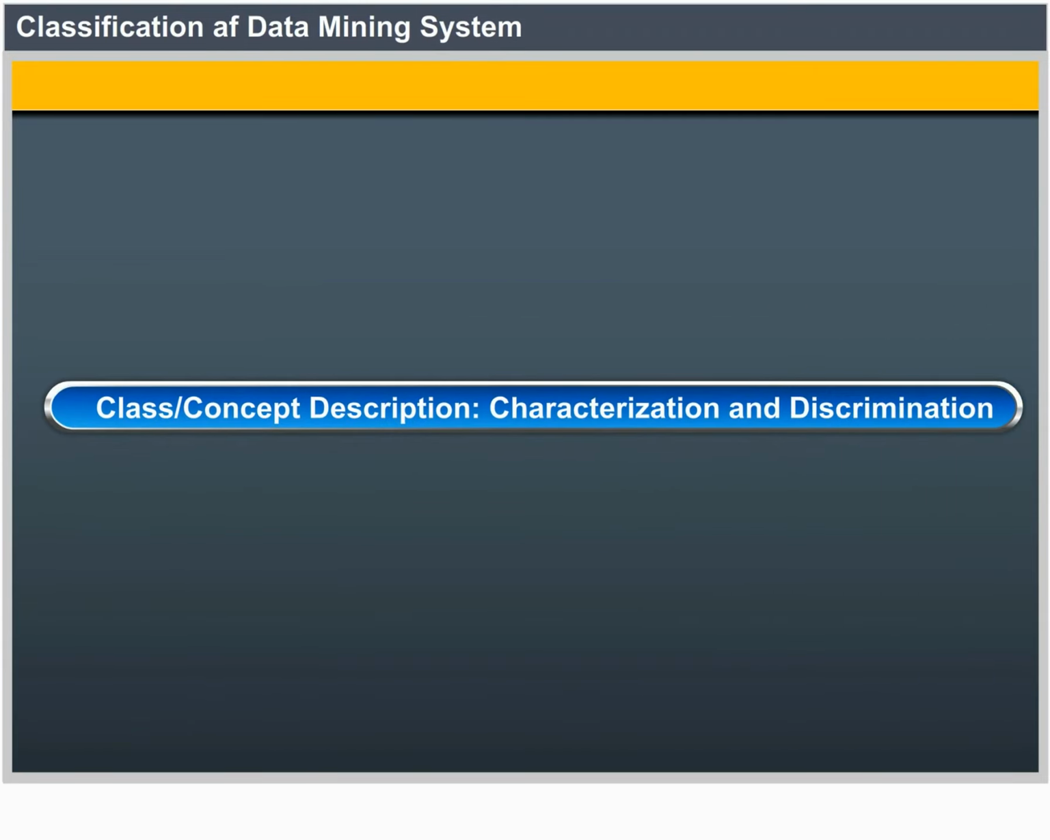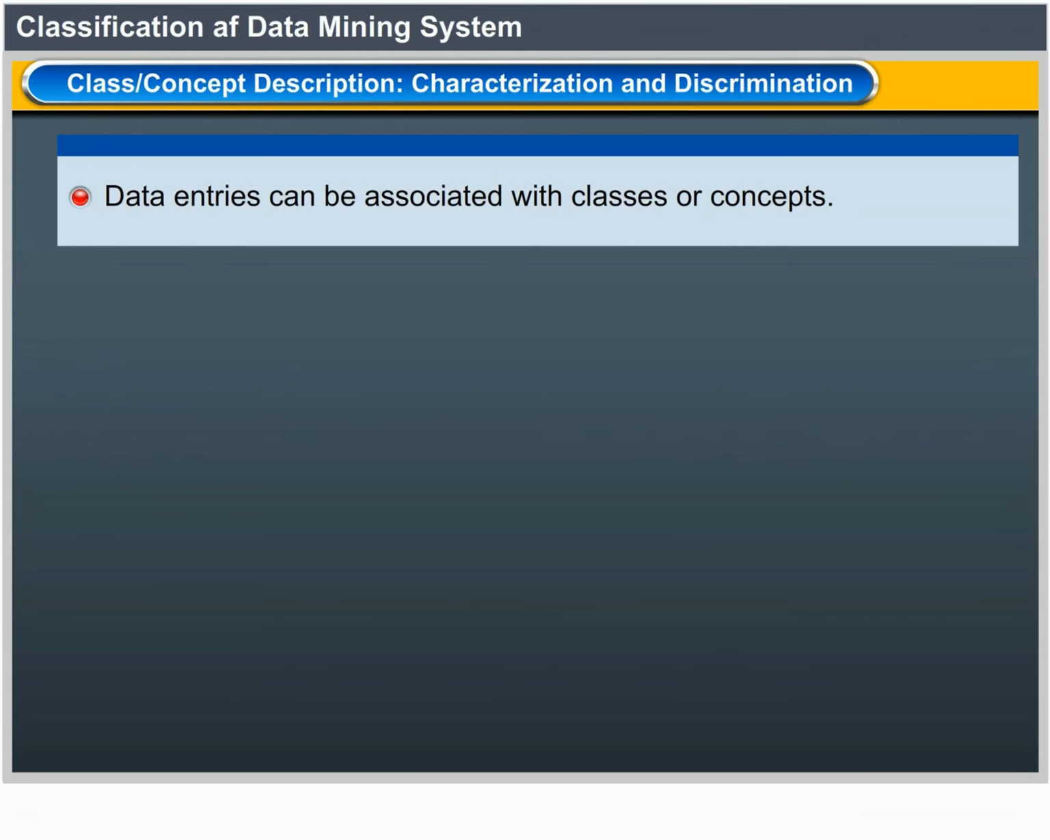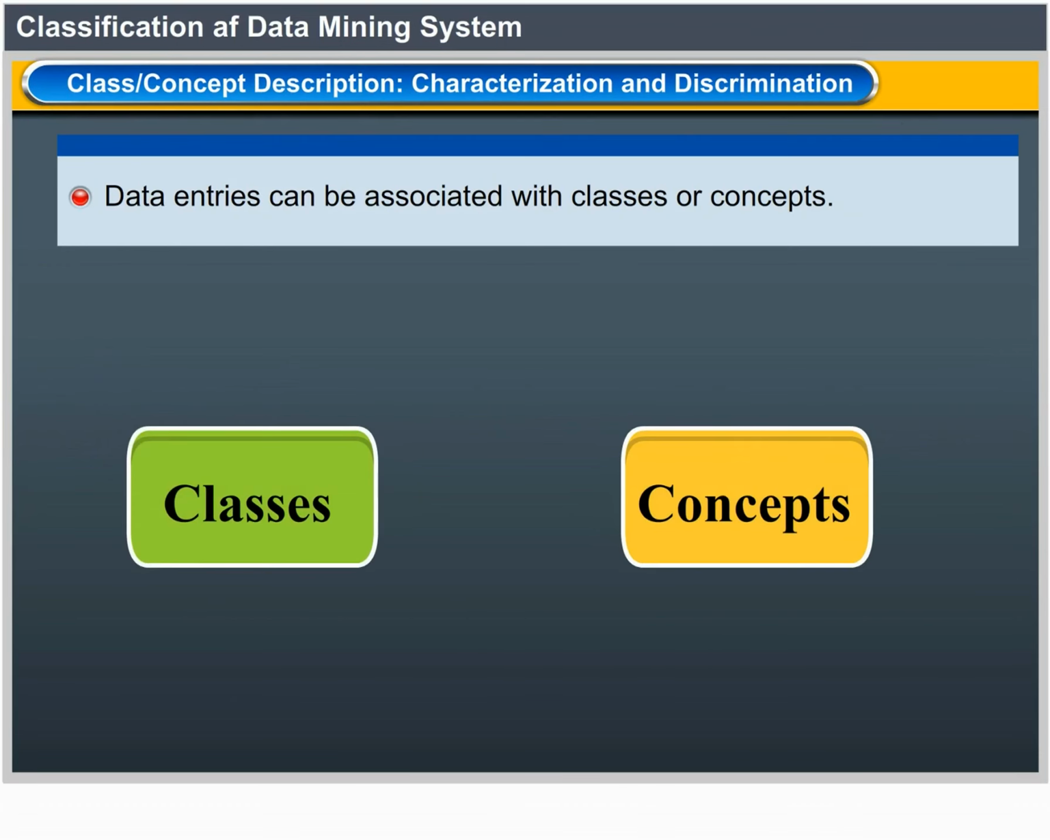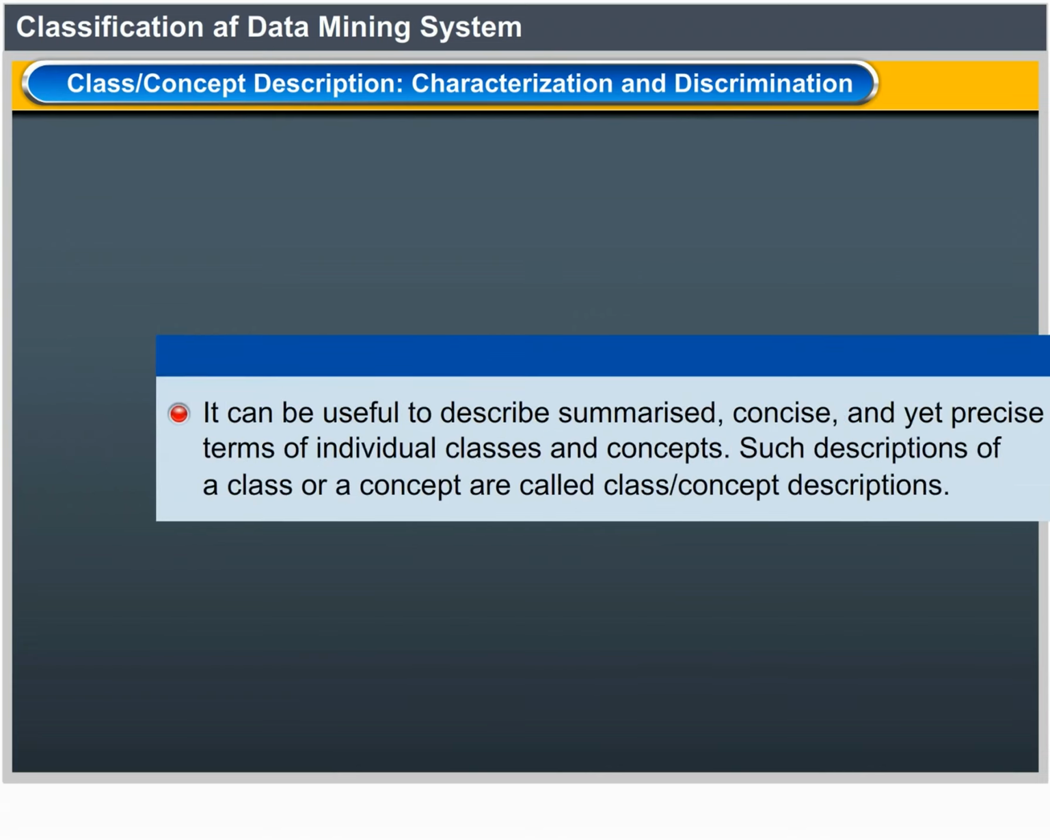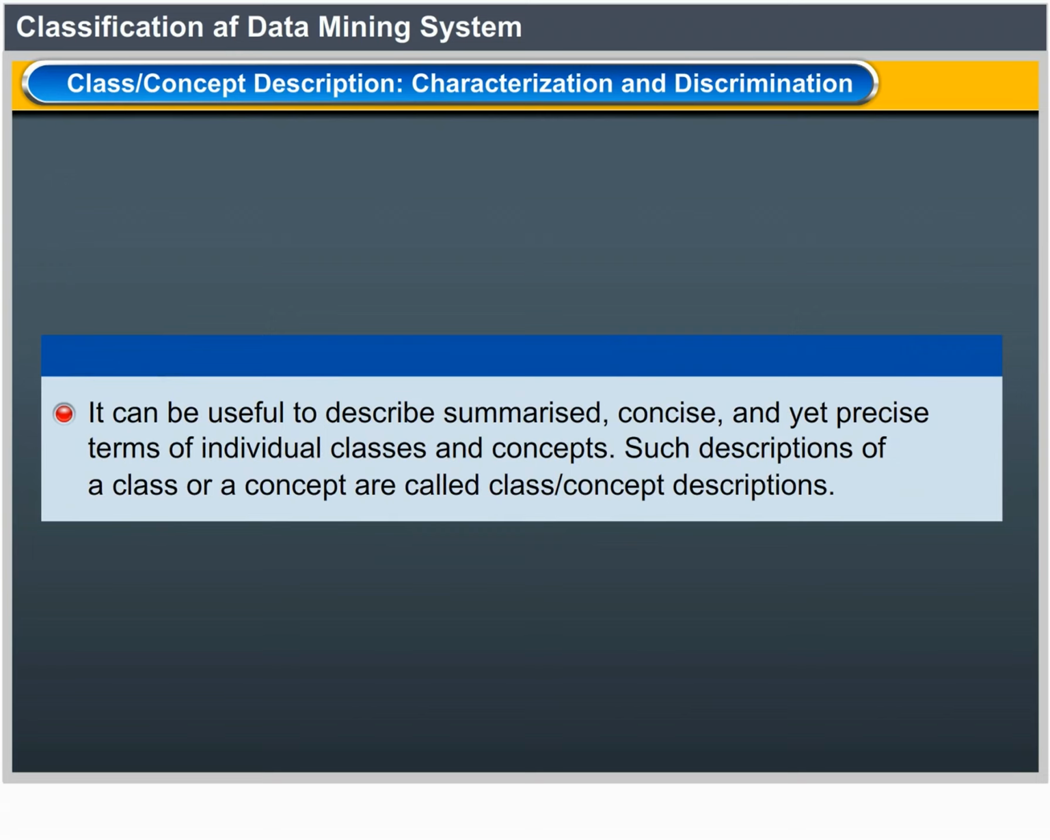Class concept description, characterization, and discrimination. Data entries can be associated with classes or concepts. For example, in the AllElectronics store, classes of items for sale include computers and printers, and concepts of customers include big spenders and budget spenders. It can be useful to describe individual classes and concepts in summarized, concise, and yet precise terms. Such descriptions of a class or concept are called class/concept descriptions.